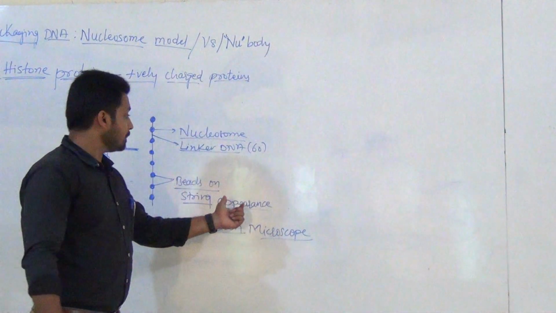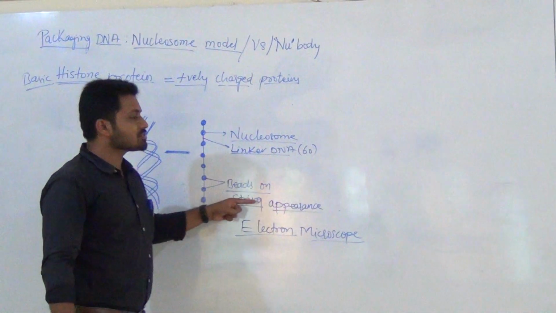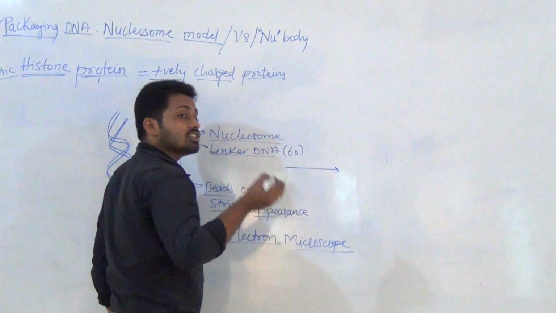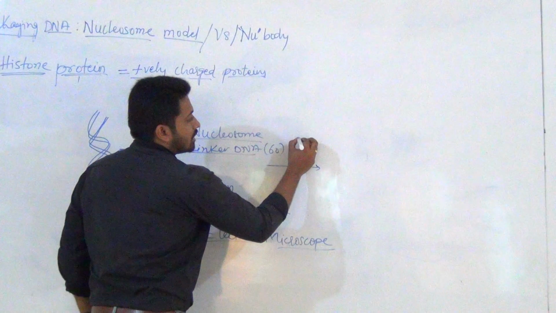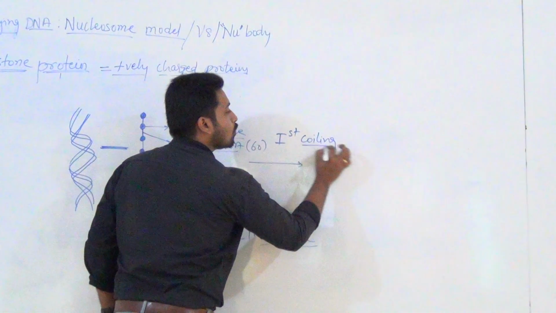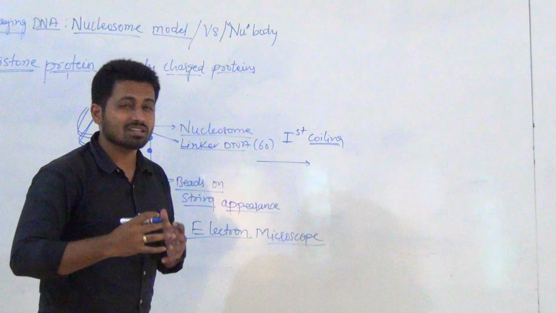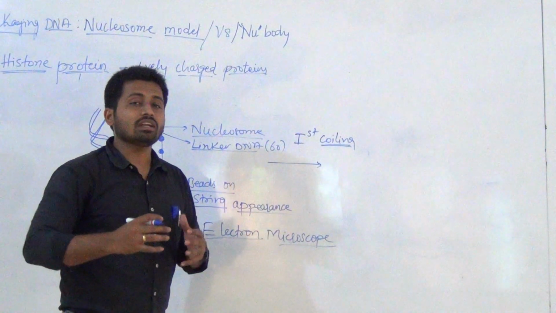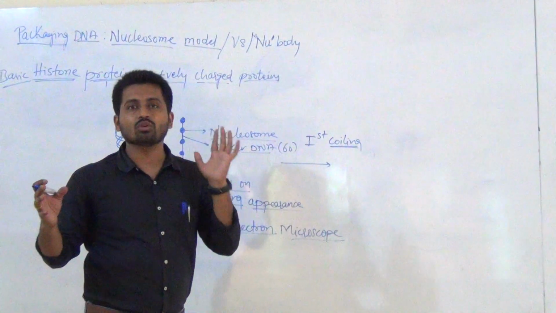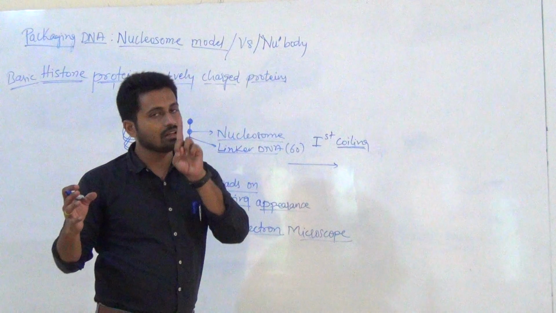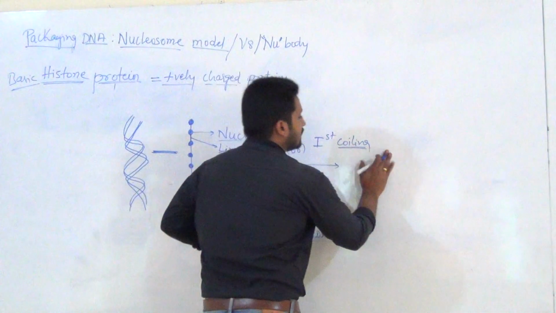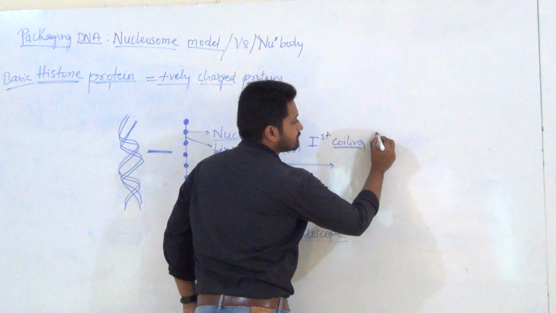So students, this is the beads on string like appearance. After that, just see what happens later. For example, first coiling or packaging of DNA. What is our intention to study? How the 2.2 meters of DNA is fixed in a small nucleus which is 1 micron in size. That we are going to study today. After first coiling, it will appear like this.